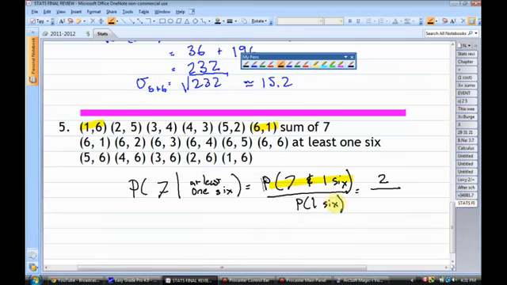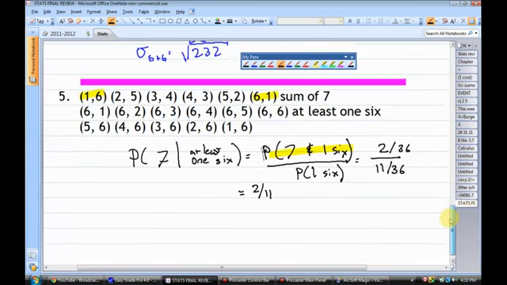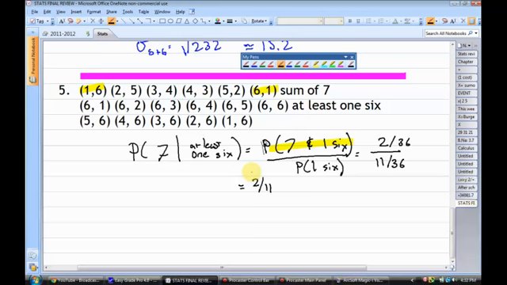What's the probability of getting at least one 6? 11 out of 36. There are 11 here, right? 1, 2, 3, 4, yeah, it's 11 out of 36. Why is it out of 36? 36 possible two-dice combinations, since each die has 6 sides. That makes sense. So then that's just equal to 2 out of 11. Questions on number 5?